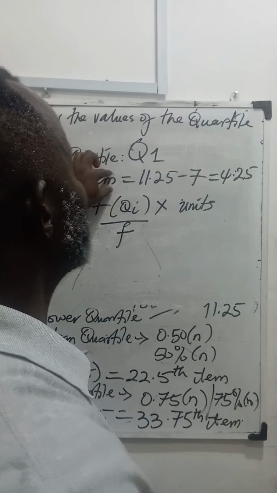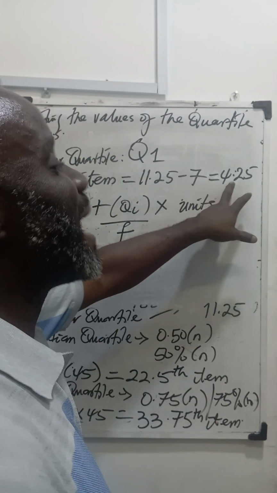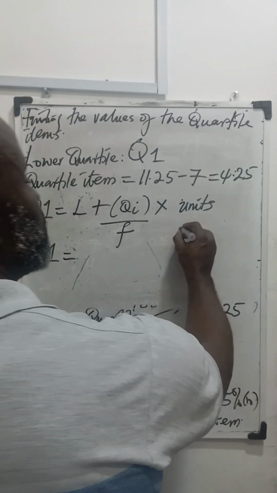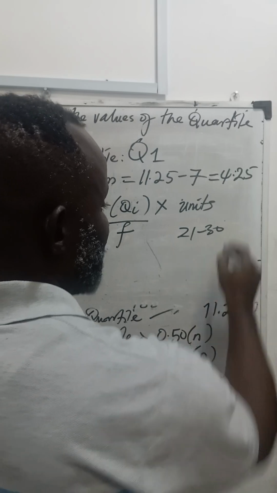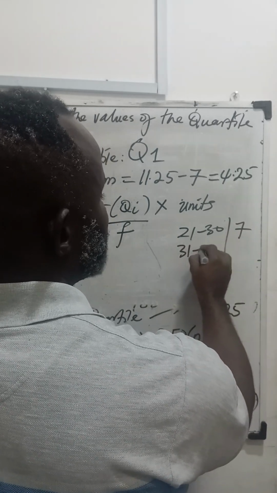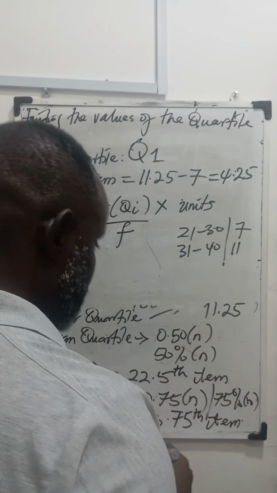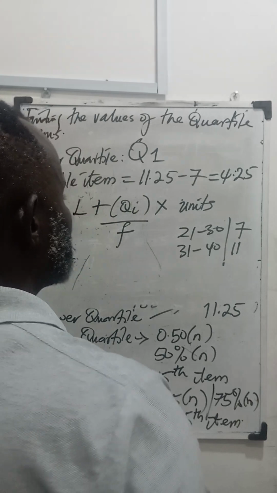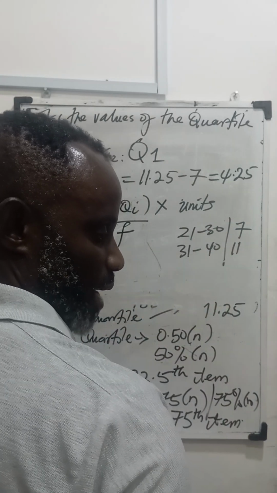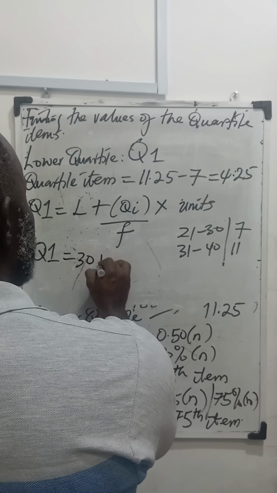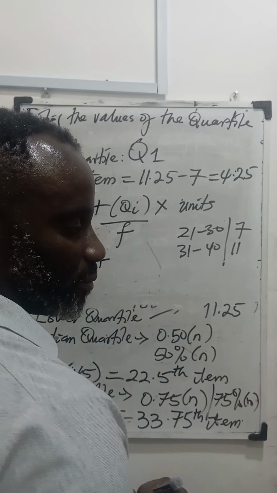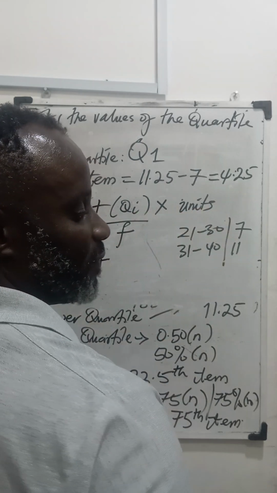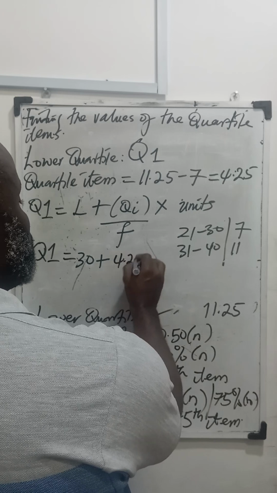So now we've been able to get the quartile item, so we don't stress ourselves. The quartile item is 4.25. So L, the lower quartile class, is from 21 to 30, which had 7, and then 31 to 40, which had 11. Are you following now? For the first part we're taking 30, plus Q1 quartile item, which is 4.25. Did you get that?